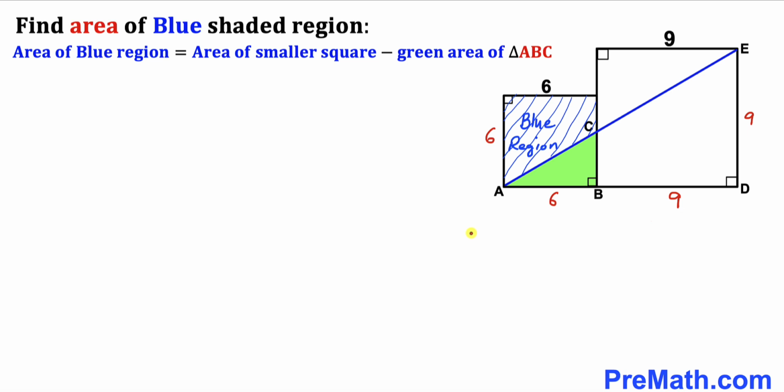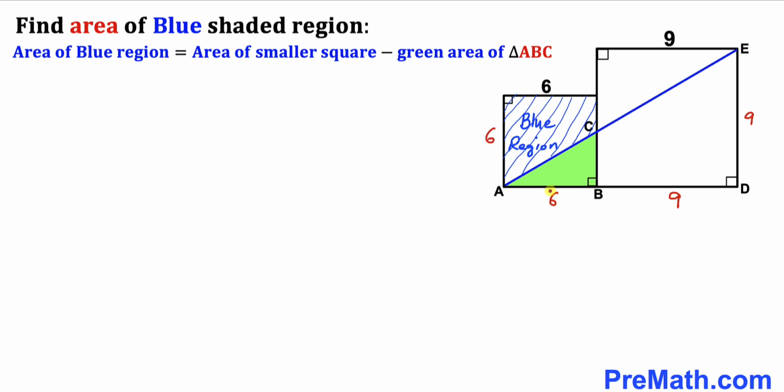And here's our strategy. This is the way we're going to be calculating the area of this blue shaded region. We are going to calculate the area of this green triangle ABC first, then we are going to subtract it from the area of this smaller square, as you can see in this given equation. So let's go ahead and calculate the area of this green triangle ABC.